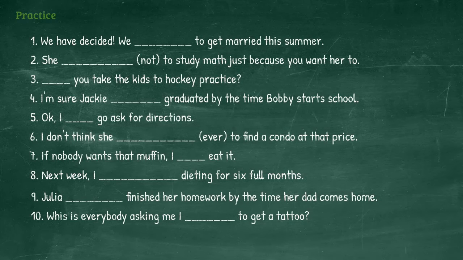Okay, let's do some practice. Complete the following sentences with either will, going to, or the future perfect or the future perfect progressive. Some sentences could have two answers, but use your better judgment to choose the correct one. You can pause the video here. I will give you a minute to complete the exercise.